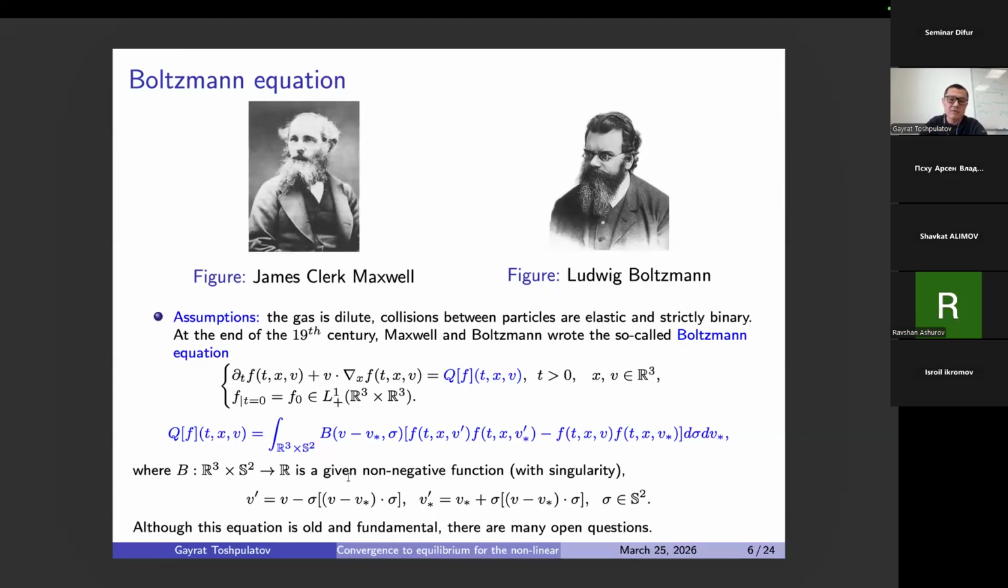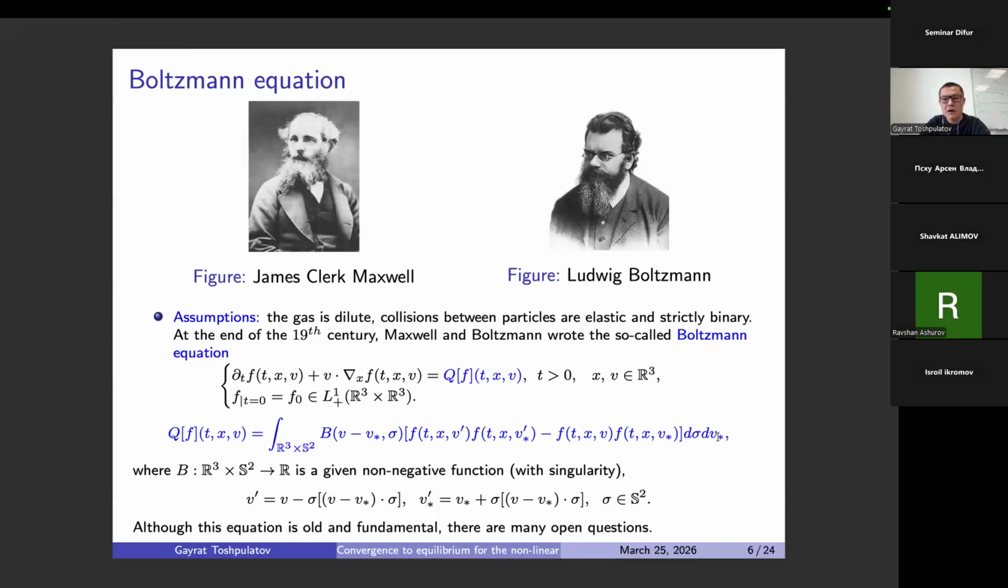This function often has singularities depending on the gas and the modeling. But in this talk, I don't want to give the precise form of this B, but we have such a kernel here. And also in this operator, you can see we have V star, and V prime and V star prime. They are connected with this expression. And here, the sigma varies in this unit sphere.